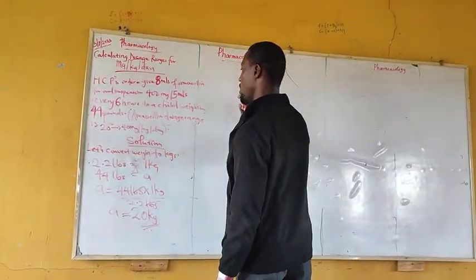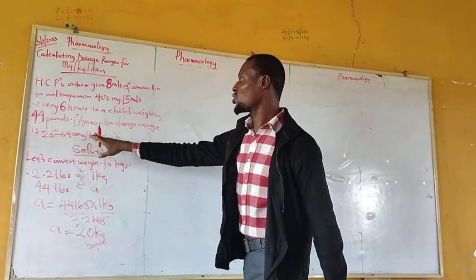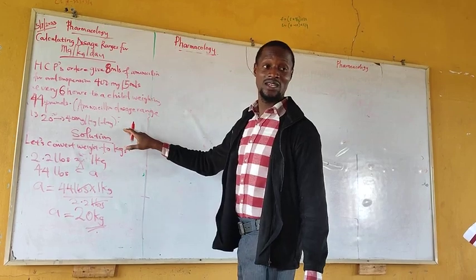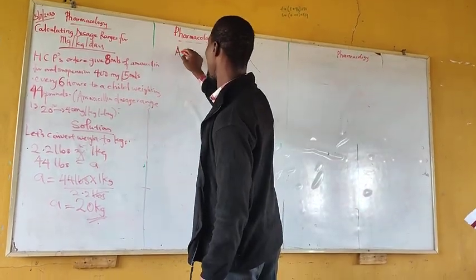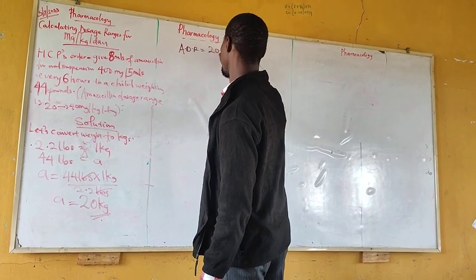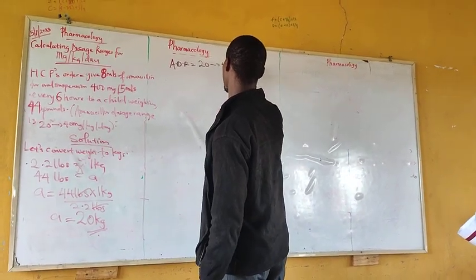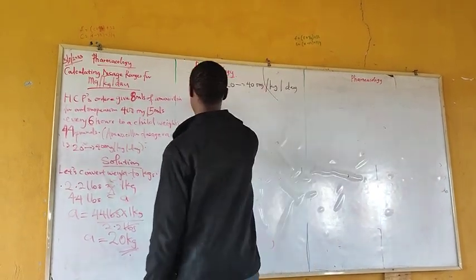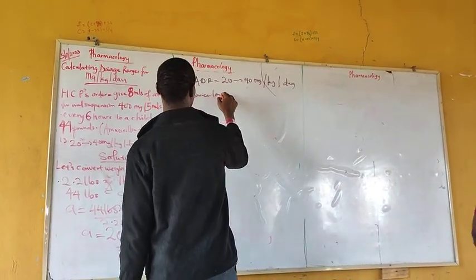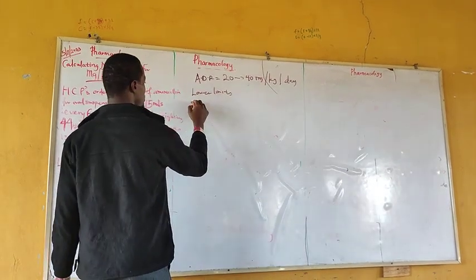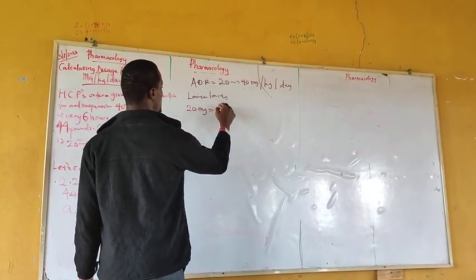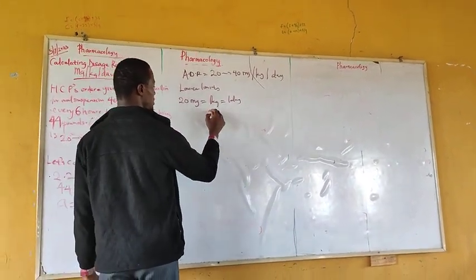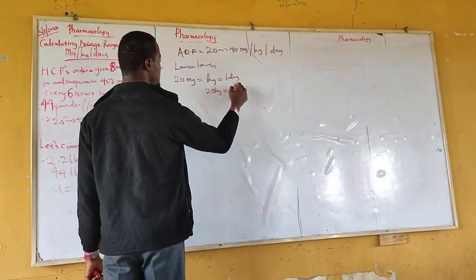Now, we look at the adult dosage range, which is what? 20 to 40 milligram. So, ADR is 20 to 40 milligram per kg per day. So, for the lower limit of this drug, what do we have? 20 milligram for 1 kg for 1 day. So a child that is 20 kg in the same 1 day.